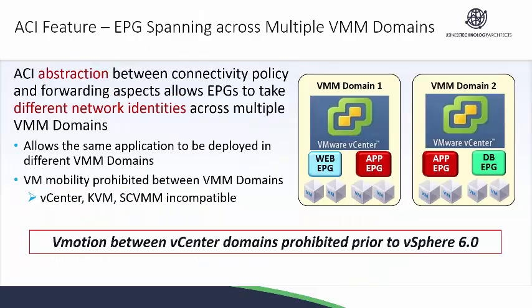VLAN significance: EPGs do not really care about VLAN numbers. They care about pools. EPGs don't care about IP addresses. EPGs can take a different network identity across VMM domains. They can span multiple VMM domains. So in this case, ACI abstracts the connectivity policy from the forwarding aspects, and allows EPGs to take different network identities across multiple VMM domains.